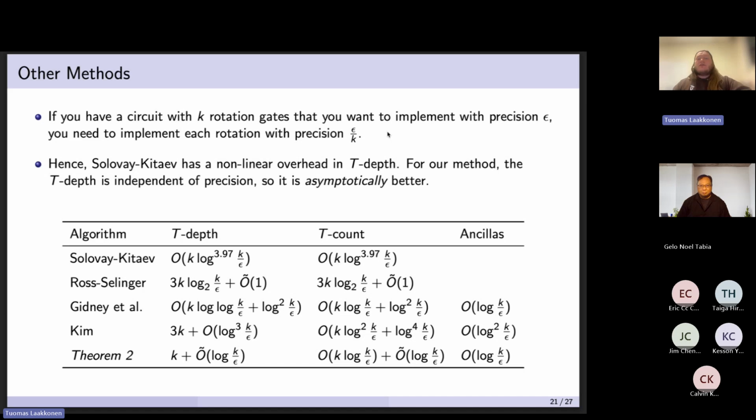And so the total number of T gates you would need, instead of going like k times log 1 over epsilon, actually goes like k times log k over epsilon. So now it goes like k log k, right? It's a nonlinear overhead in both T count and T depth. But luckily, in our method the T-depth is independent of the precision, right? It's always exactly 1. The only thing that differs is how many ancillas you need. And so it's asymptotically better.